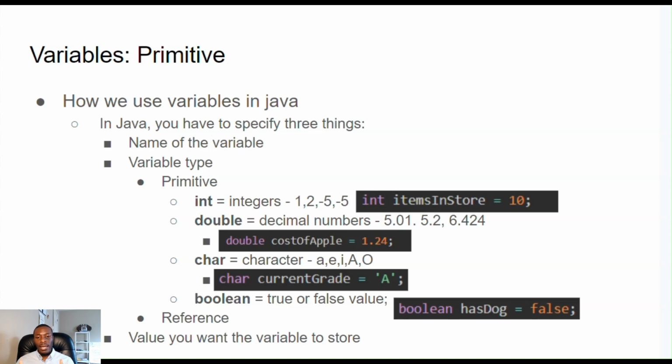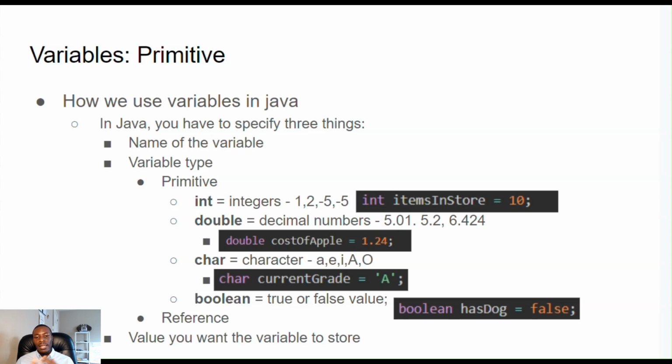The other variable type is character type. A variable of a character type is just a single character, like the letters of the alphabet, and those can be lowercase or uppercase. One important thing about the character type is that in Java, when we specify the value that we want to store in the character variable, it has to be in single quotes. That's how Java wants us to do it.